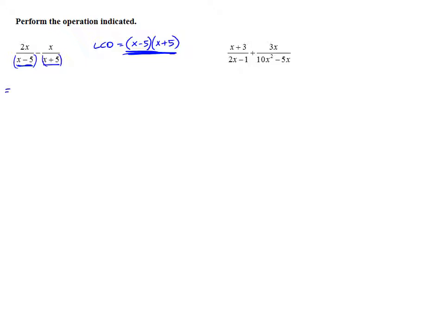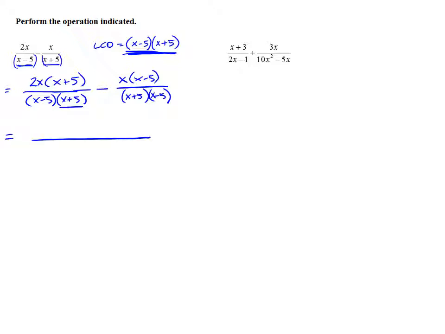Now, what we want to do is write each of those denominators with the LCD. And as we do that, we're going to adjust the numerator appropriately. So 2x, the original numerator in the beginning, is going to have an x plus 5 multiplied into it because that's what I put into the denominator to make it a common denominator. And my second fraction, x, is going to be multiplied by x minus 5 because that's how I'm adjusting the denominator. The original denominator was x plus 5 and I need to multiply it by x minus 5. So now I have both denominators with the common denominator.